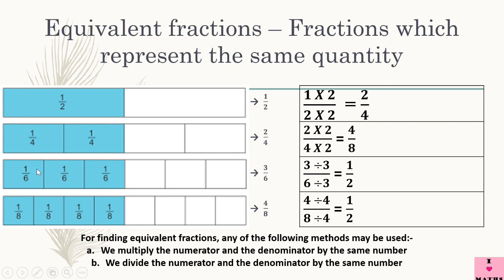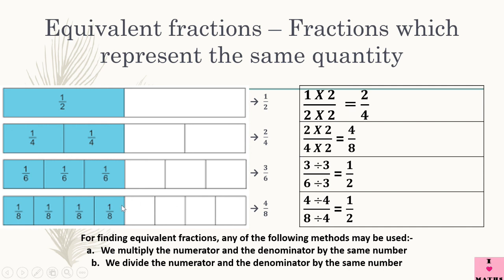The third bar, I have divided it into 6 equal parts. 1, 2, 3, 4, 5, 6. Each part is called 1/6 of the whole chocolate. So this is 1/6, 1/6, 1/6, 1/6, 1/6 and 1/6. I have shaded 3 parts out of the 6 parts. So the fraction for the shaded part is 3 upon 6.